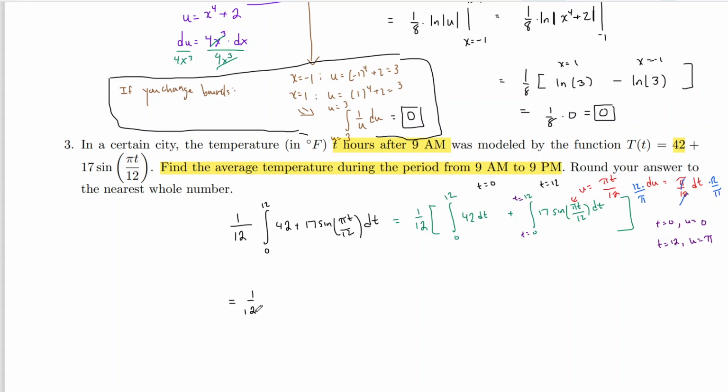We have 1 over 12 out front, big parentheses. We integrate the first part, we get 42t. And the bounds here are in t, so we go from t equals 0 to t equals 12. Then for the next one, we can bring this 17 out front. We have to integrate. Now we switch from u, it's u equals 0 to u equals pi. And then we have sine of u. And then what is dt? We found dt was equal to du times 12 over pi.